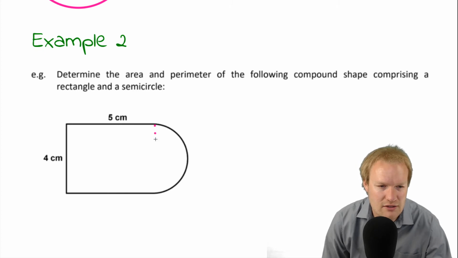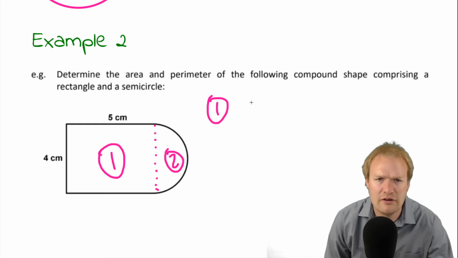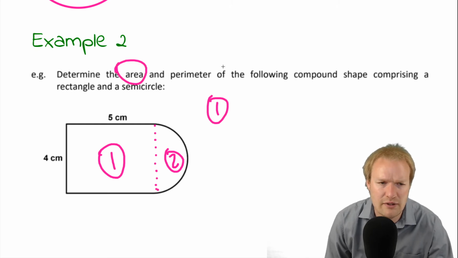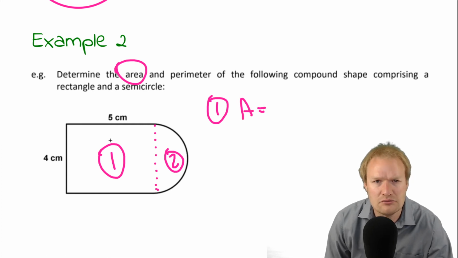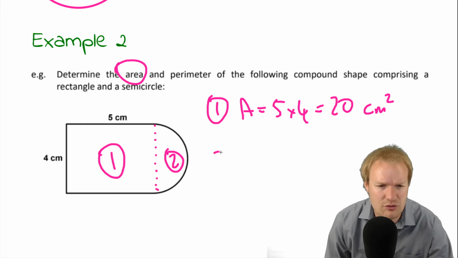So we're going to cut it, which I'm going to show with a dotted line. We're going to cut it into this rectangle. 1 is our rectangle and 2 is our semicircle. Rectangle, let's do area first. Well, area of our rectangle is length times breadth. So 5 times 4 gives us 20. Now we've got some units, centimeters squared. Okay, for 2, we've got a little bit more work to do.